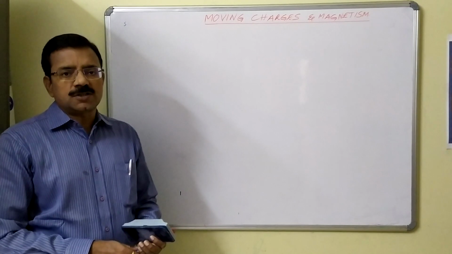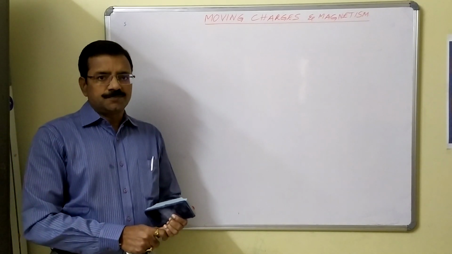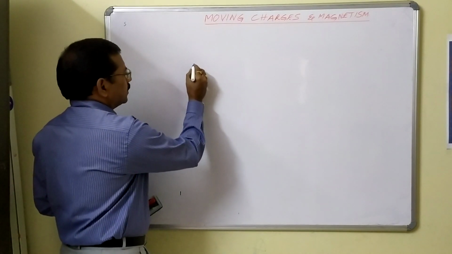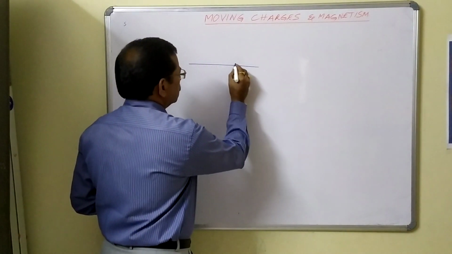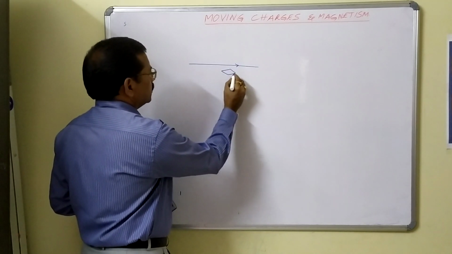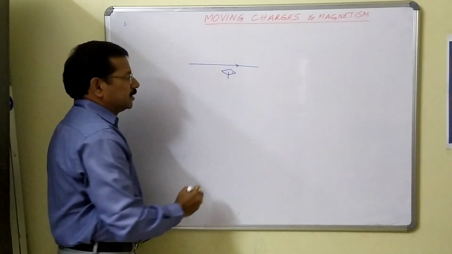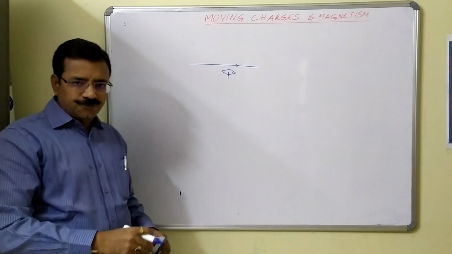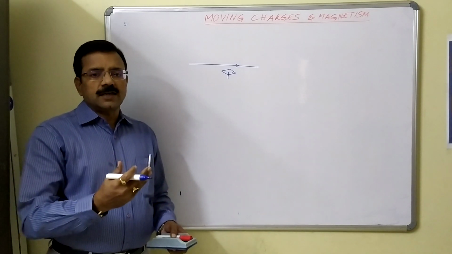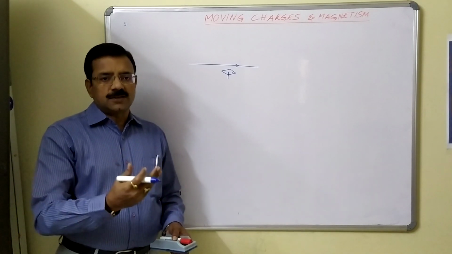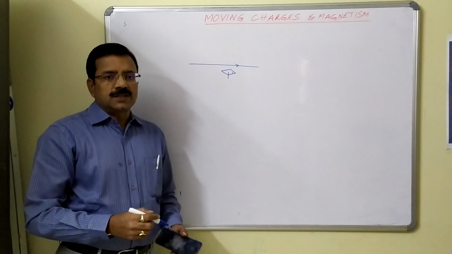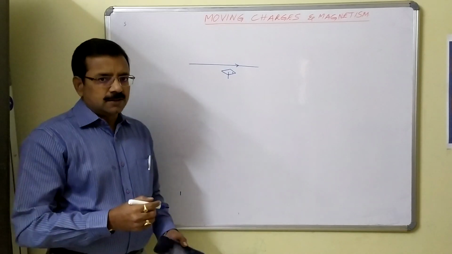This was first demonstrated by Oersted. He noticed that when a current carrying conductor is placed close to a magnetic needle, it undergoes a deflection. This proves beyond doubt that a current carrying conductor produces a magnetic field around it. This can also be demonstrated with another simple experiment.